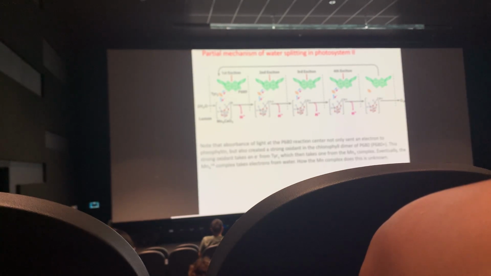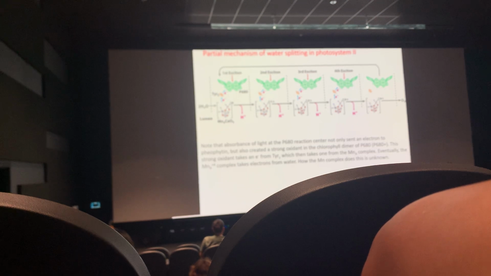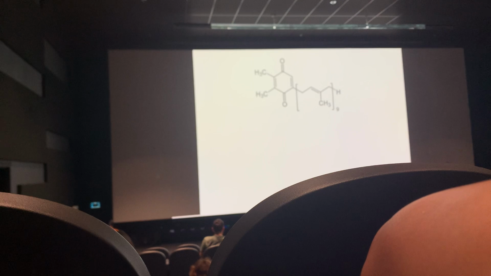So I wrote this, but it's on your notes. Again, it just says that we're not quite sure how this OEC works. Okay, so this is the structure. I would only ask that you recognize it.